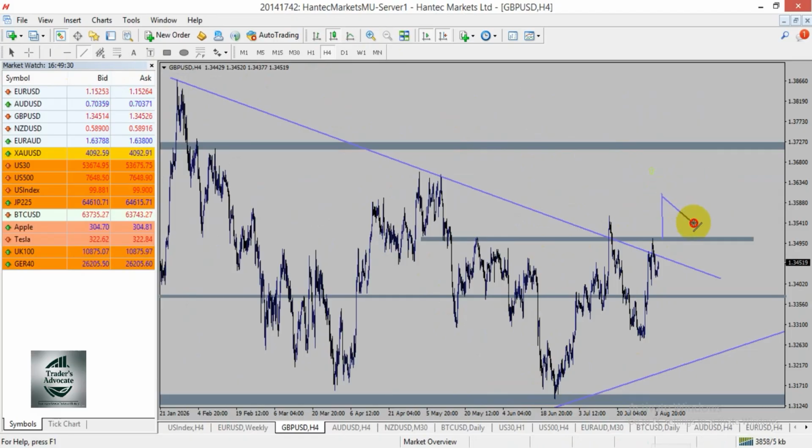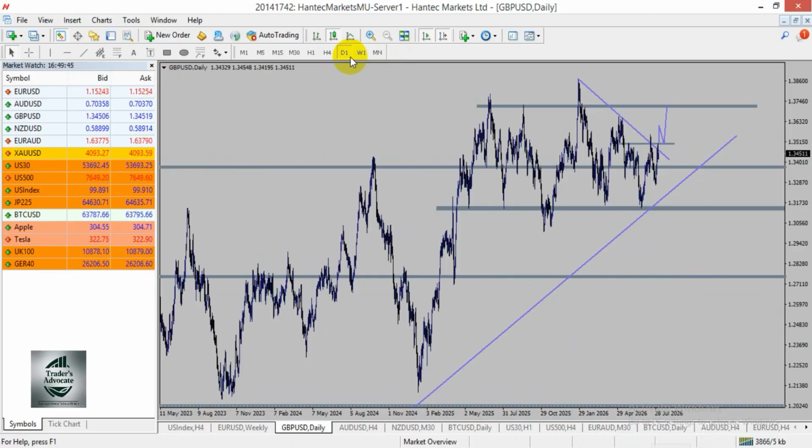pull back into this level, bounce, the market can push all the way up here. It's possible. If not break above here, but the market will come here at least here first. It is possible. How am I seeing an inverse head and shoulder pattern?